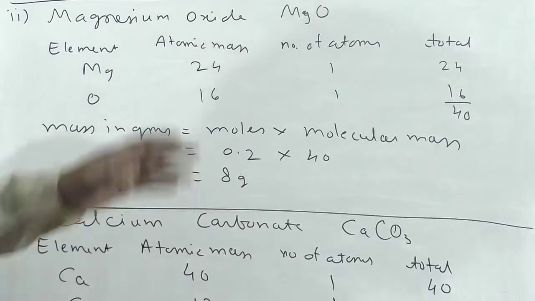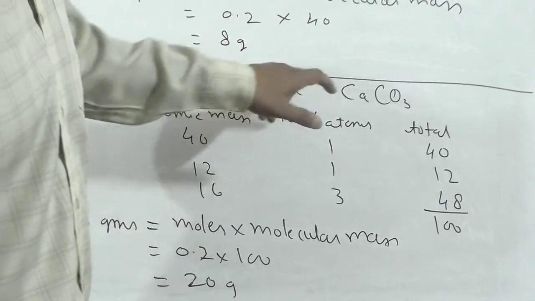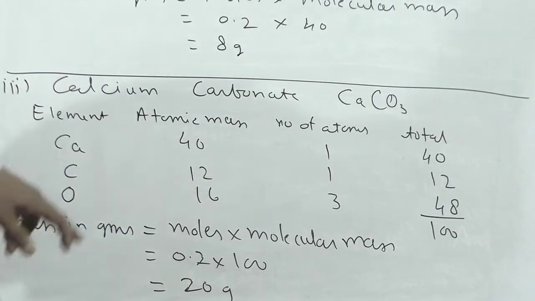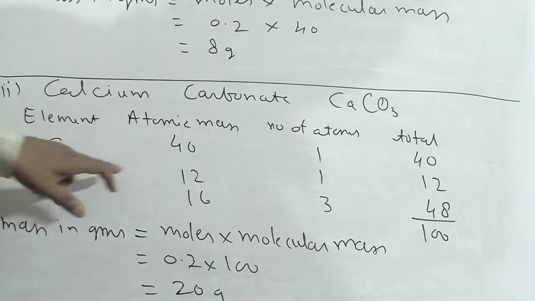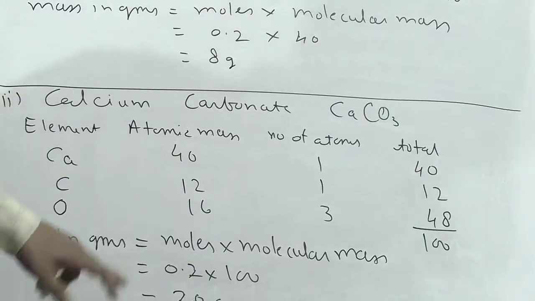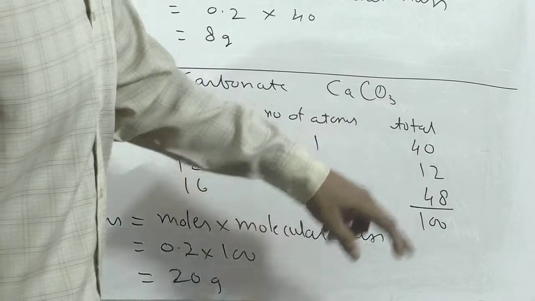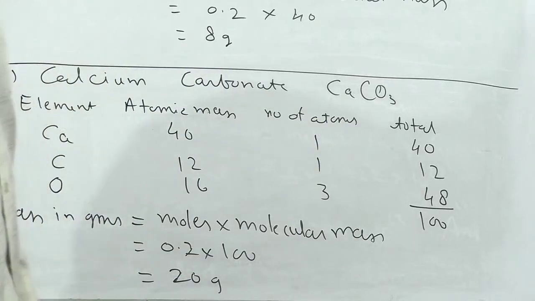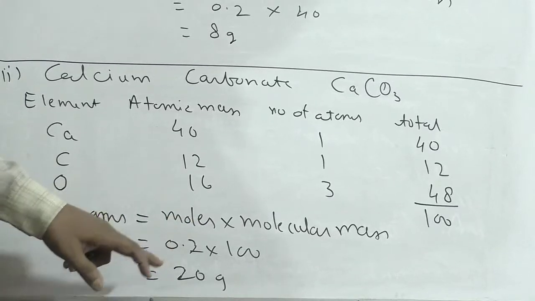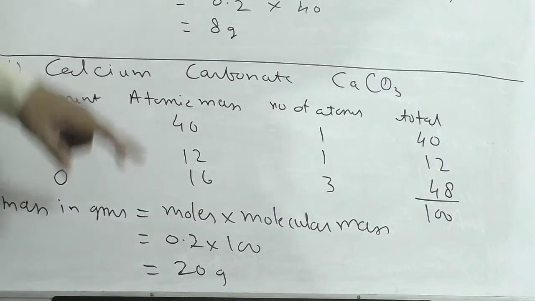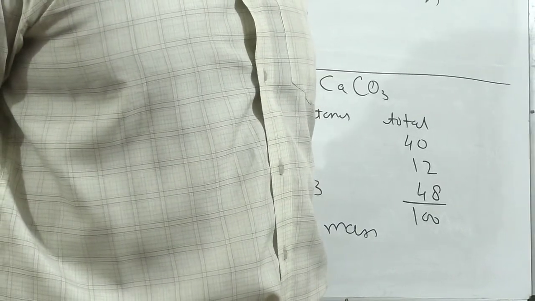Calcium carbonate. Find calcium carbonate. Valencies 2, 2, so 1, 1. CaCO3. Okay. Ca 40, C 12, O 16 into 3, 48. 40 into 1 is 40, 12 into 1 is 12, 16 into 3 is 48. Addition, 100. Mass in gram is moles into molecular mass, 0.2 into 100. 0.2 only for all. That is 20 gram. Answer. Understood?